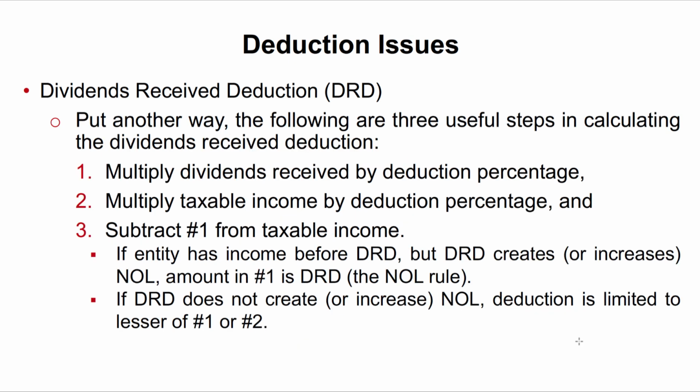So really to solidify this, I have 3 steps. Step 1, multiply the dividends received by the deduction percentage. That's from our little table we talked about, right? It's 50, 65, or 100%. Step 2, multiply taxable income, the taxable income limit, by the deduction percentage, 50, 65, or 100%. And finally, step 3, subtract number 1 from taxable income. So we always do number 1 when we're doing this.